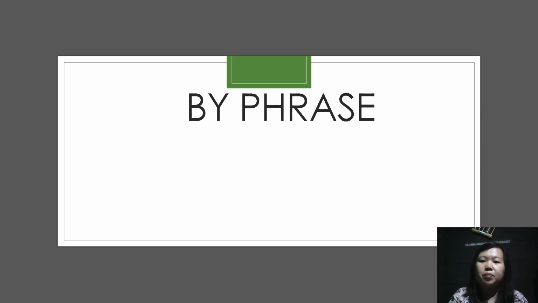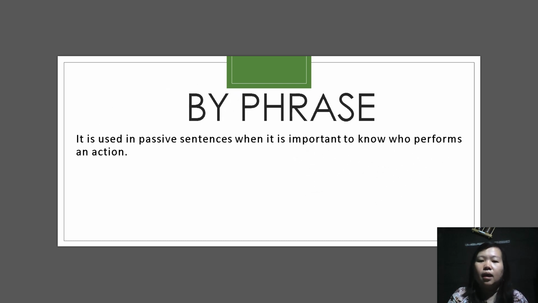The third important thing about passive is by phrase. It is used in passive sentences when it is important to know who performs an action. So, you need by followed by the subject, by phrase, if it is important to know who performs an action.